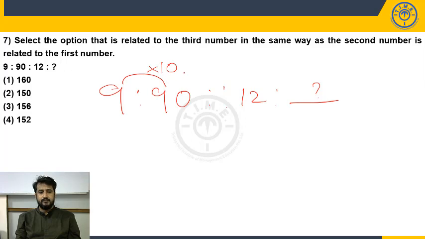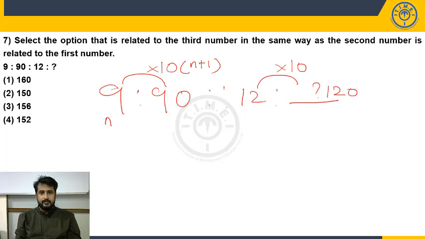9 tens are 90. By looking at that, I got this point. So, by applying the same logic, 12 into 10, it should be 120. Is it available? No, it is not available. Okay. The same 9 into 10, can I say that it is n and this 10 is n plus 1? Can we say that point?